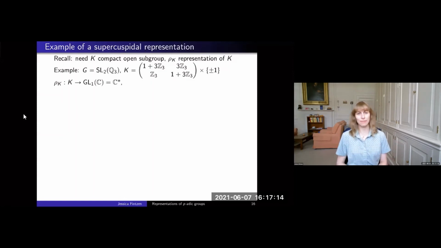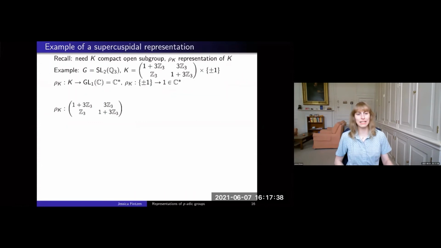And so I want to make it easy and construct a one-dimensional representation. So a map from this compact open subgroup to GL1 of the complex numbers, which is just the invertible elements in C. So in other words, I want to construct a character, a group homomorphism from K to C star. So how can we do this? So the plus minus 1, we just send to 1. Just why not? That makes it easy and we can forget about it.